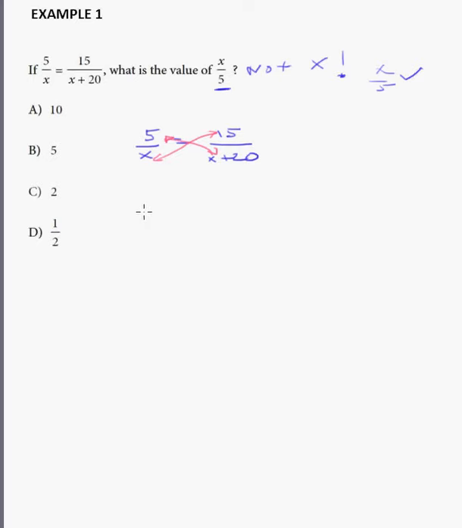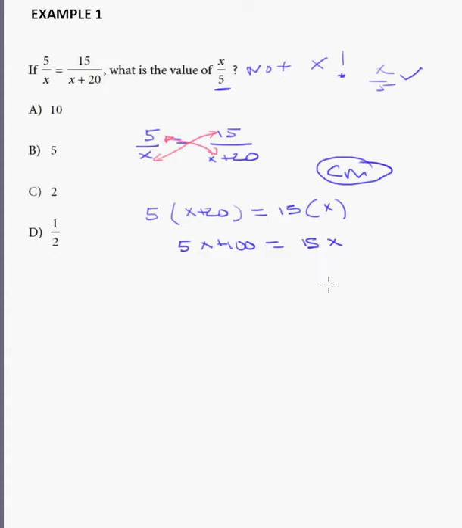So cross multiplication means I'm going to have 5 multiplied by x plus 20, and that will be equal to 15, and that will be multiplied by the x, right? Once you do that, the whole thing, the fractional component goes away. That's the idea of cross multiplication. So when you cross multiply, let's call it CM, you do away with the fraction. So let's simplify this now. This now becomes 5 times x plus 100 equal to 15x, right?